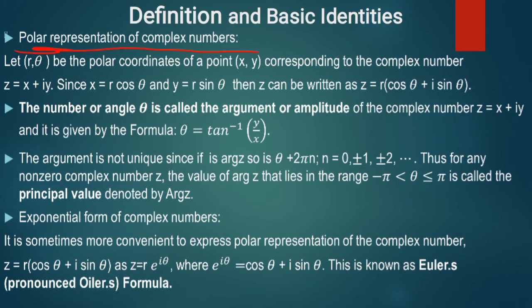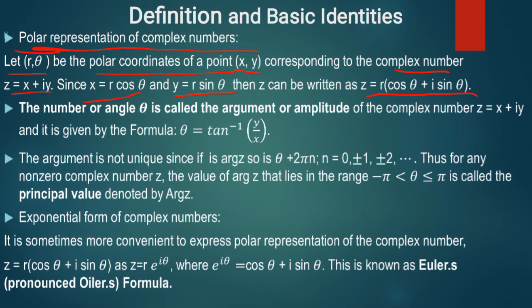Now we want to see how we can represent it in polar form. So we have r and theta. Let them be the polar coordinates of the point (x, y) corresponding to the complex number. We know x is of the form r cos theta and y is of the form r sine theta. It's a standard rule, so you should always remember that. Then we can write z to be what you see here.